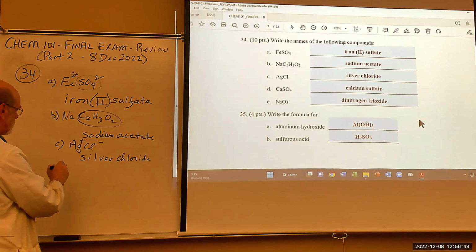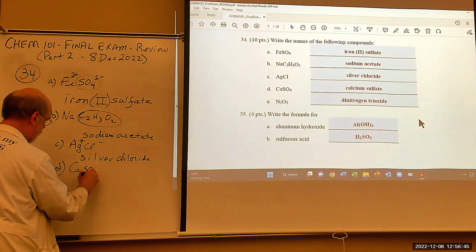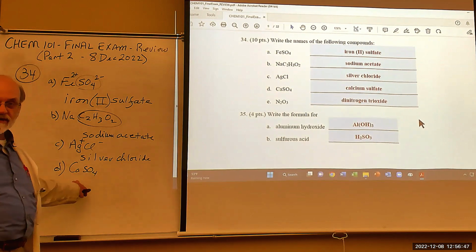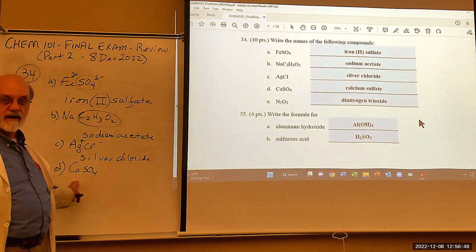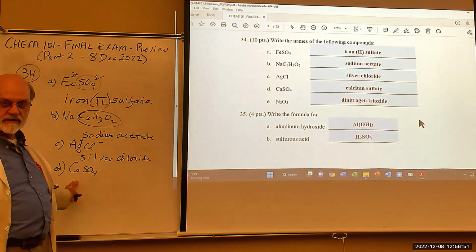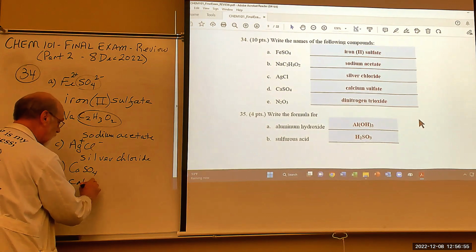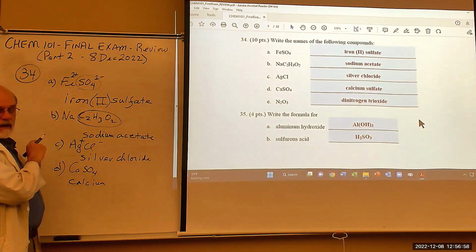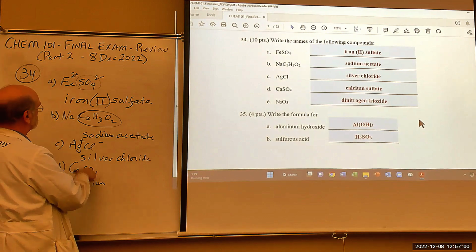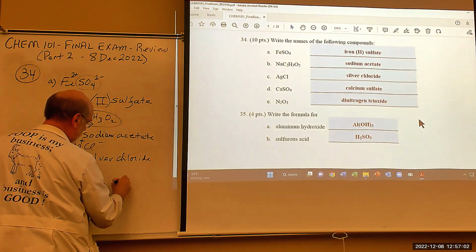And D, CaSO4. Calcium is an alkaline earth. Always a 2+ charge. It's a type 1 compound here. So this is calcium. And then we have a polyatomic ion, like we did up here. Sulfate.